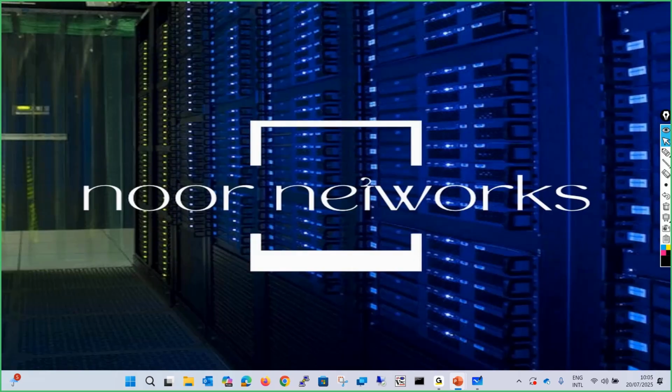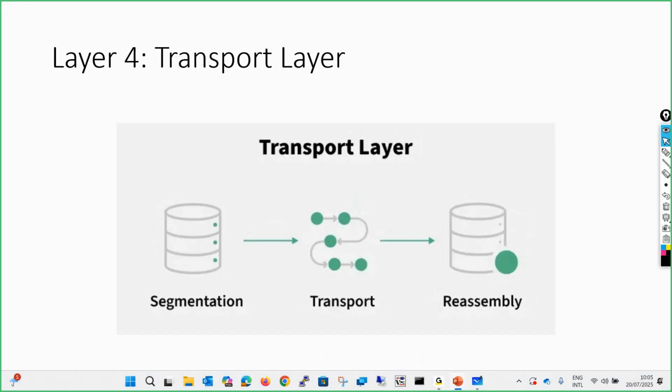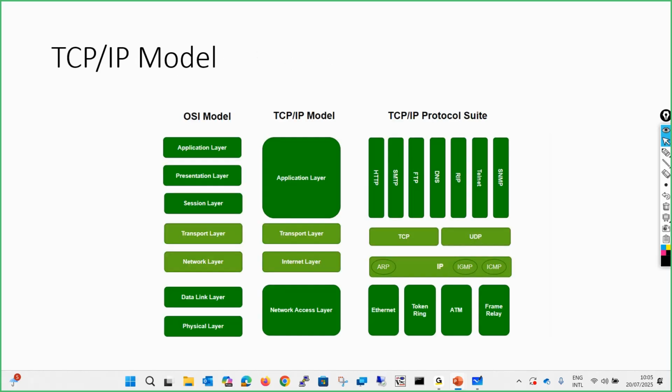If there are no doubts, then we'll proceed ahead with one more model, and thereafter we'll start a very powerful topic known as subnetting. So this is something called the TCP/IP model. As in the OSI model, there were 7 layers, here in the TCP/IP model it is composed of 4 interconnected layers. As you can see on the screen, it has 4 layers.